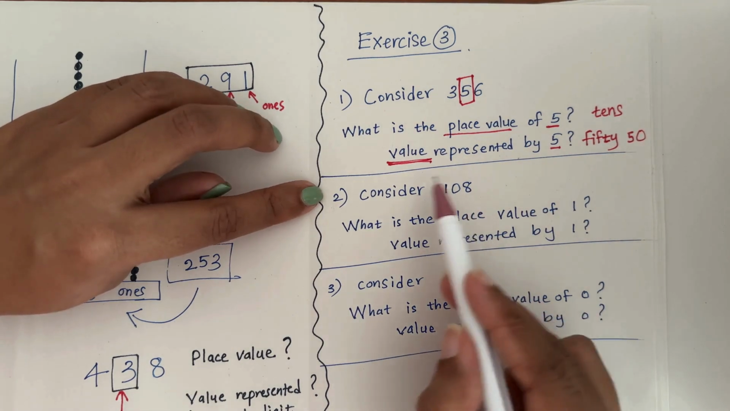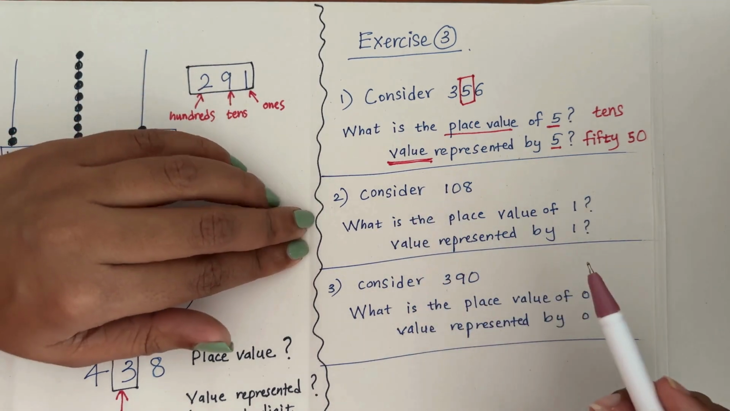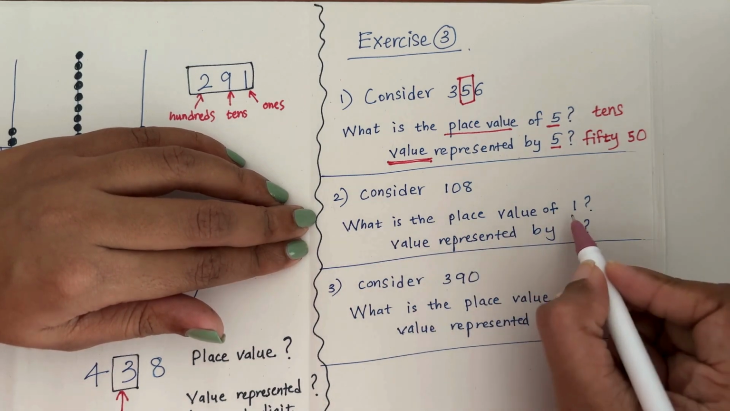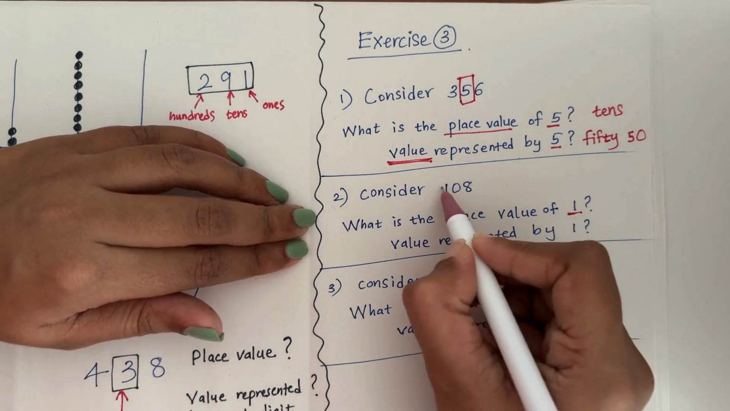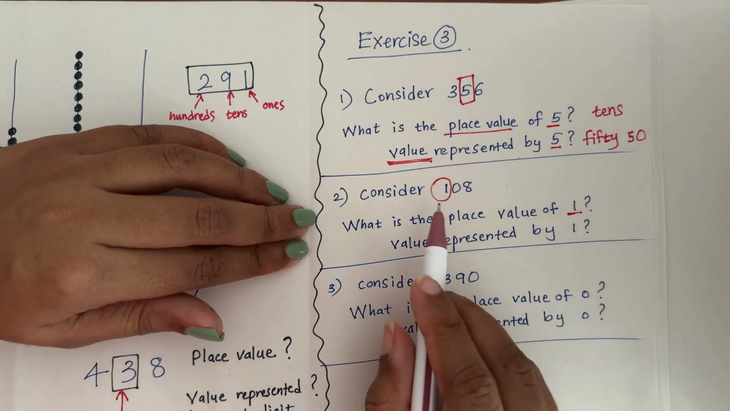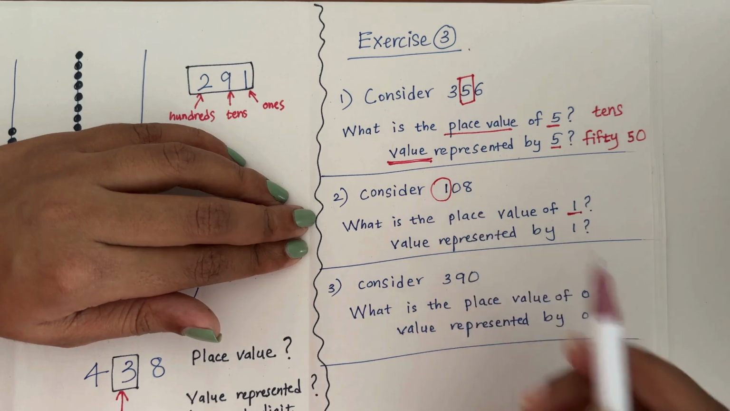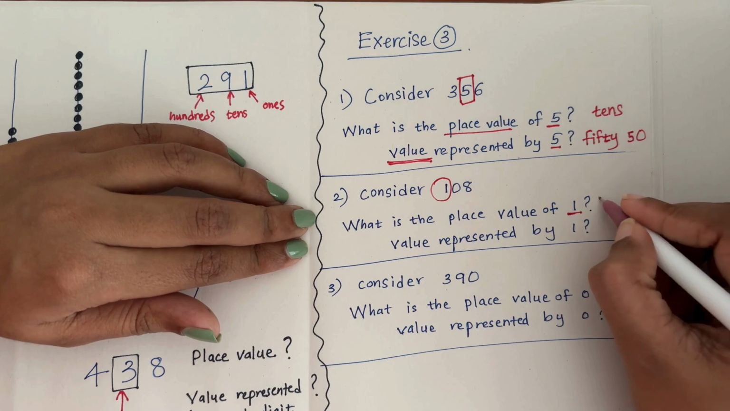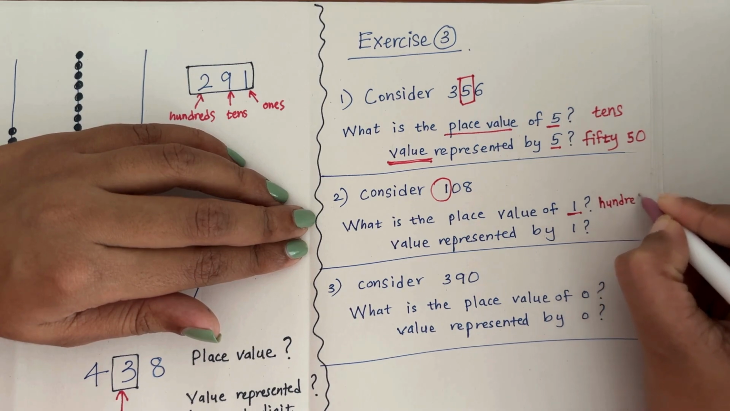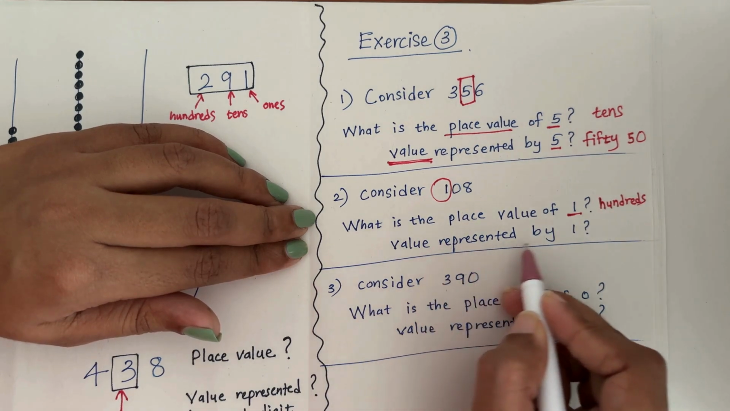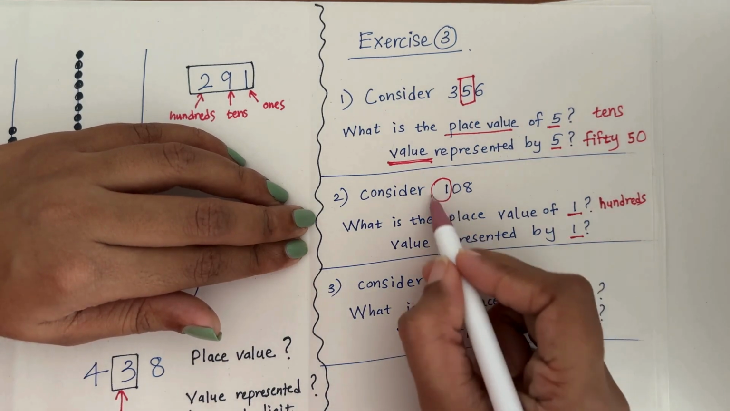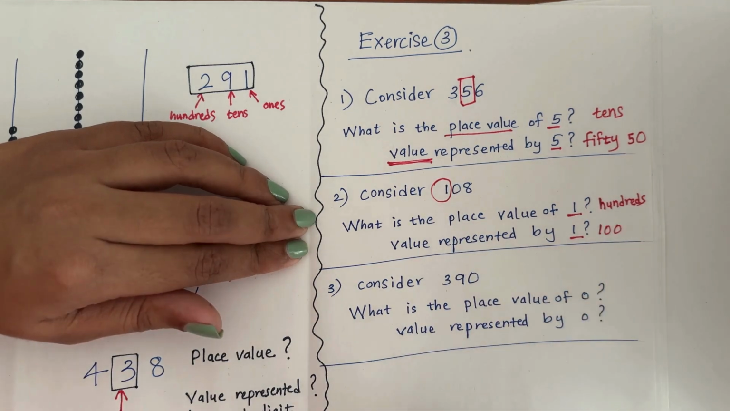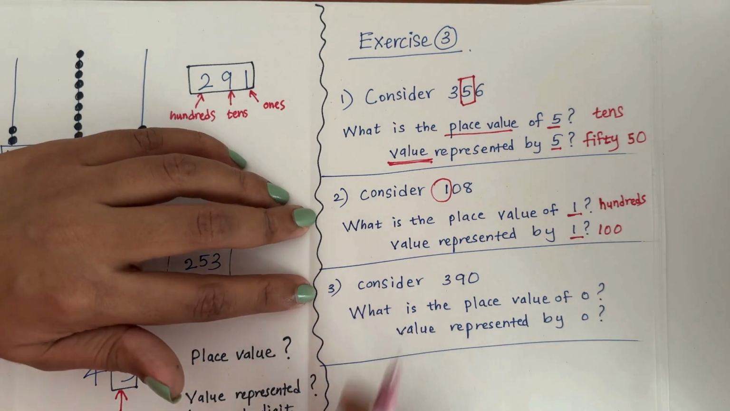So now let's move on to the second example. You have to try this one. What is the place value of 1? Here, 1 is here. What is the place value? Ones, tens, here, hundreds. What is the value represented by this one? 100. Okay. Now this one.